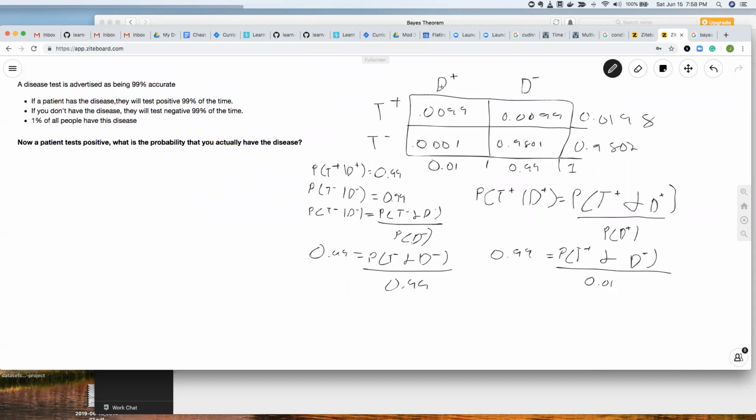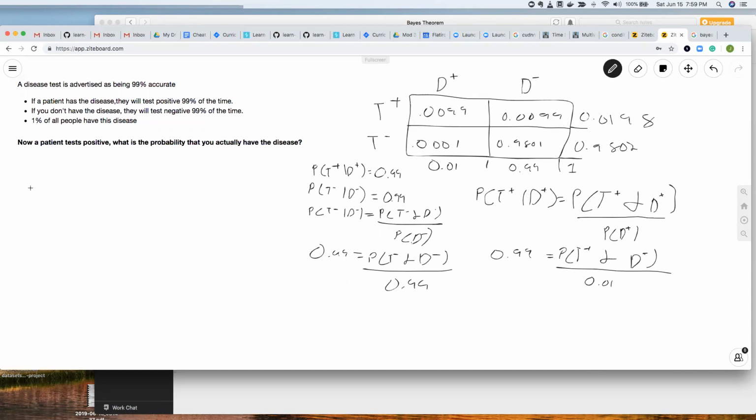Perfect. So the probability that someone tests positive is 0.0198. The probability that someone tests negative is 0.9802. The probability that someone has the disease and tests positive is 0.0099, so not very high. The probability that someone has the disease and tests negative is 0.0001, so really small, much smaller than this value. The probability that someone tests negative and does not have the disease is 0.9801. The probability that someone does not have the disease and tests positive is 0.0099. Something to keep in mind here: this value is exactly the same as this value, which is kind of interesting.